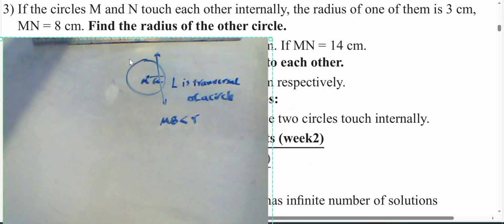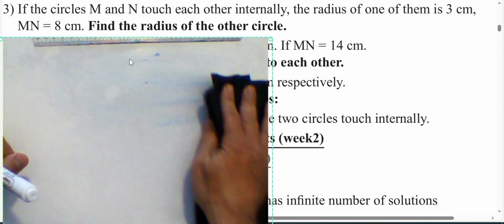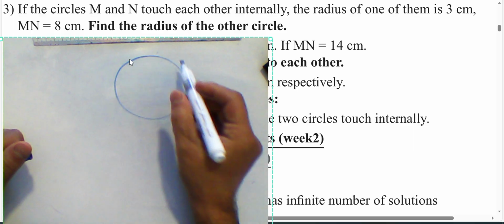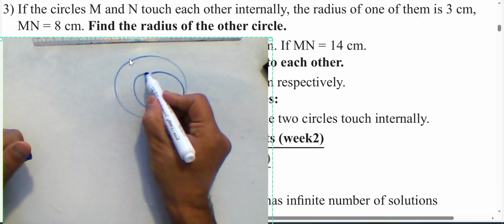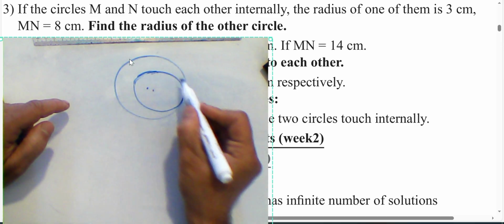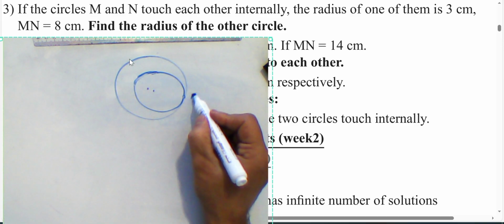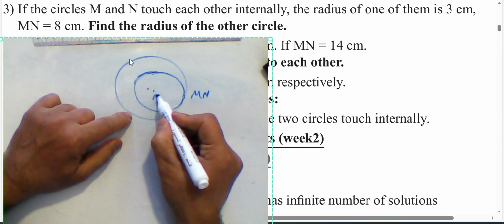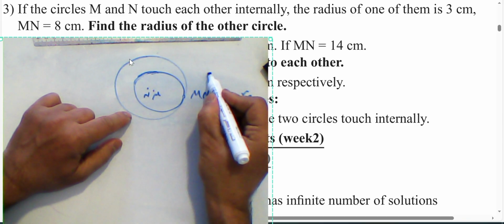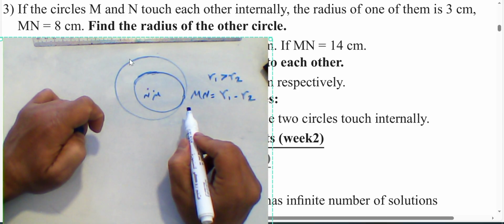If the circles M and N touch each other internally. Okay, internally means inside, like this, circle 1 and circle number 2. They are tangent internally. Tangent internally means the distance between the 2 centers M and N will be R1 minus R2, where R1 is greater than R2. We have 2 radii in the circles.